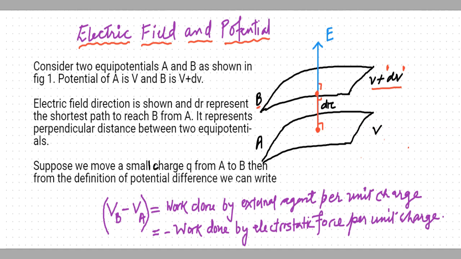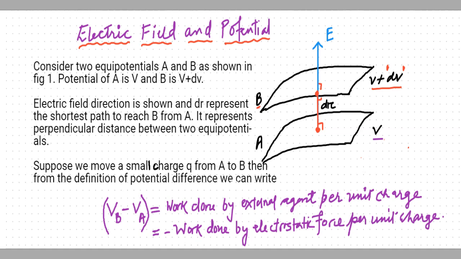For this we draw two equipotential surfaces A and B which are separated by a distance dr. The equipotential surface A has a potential V while the other surface B has a potential V plus dV. This dV, the increment, may be positive or negative, that we don't know for the moment.